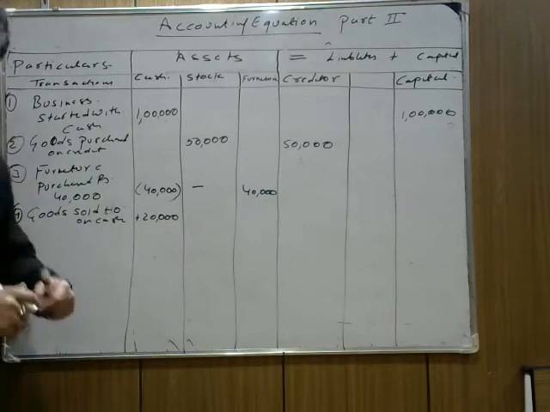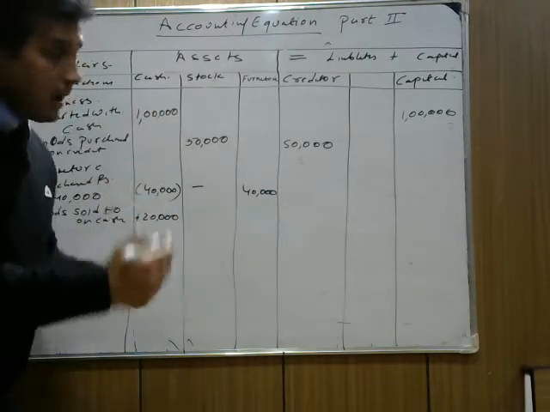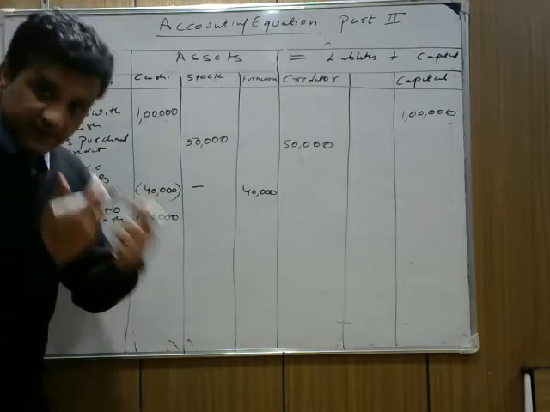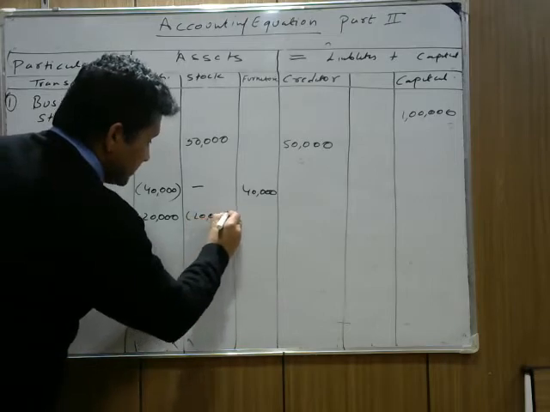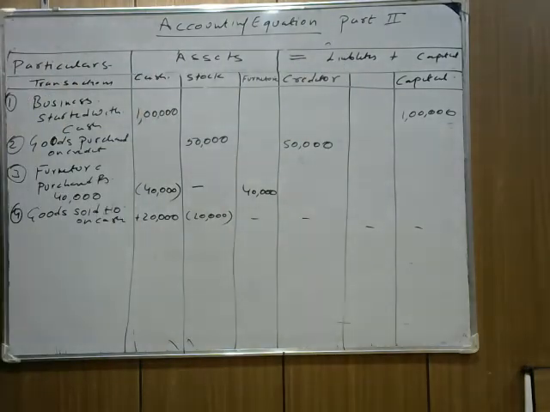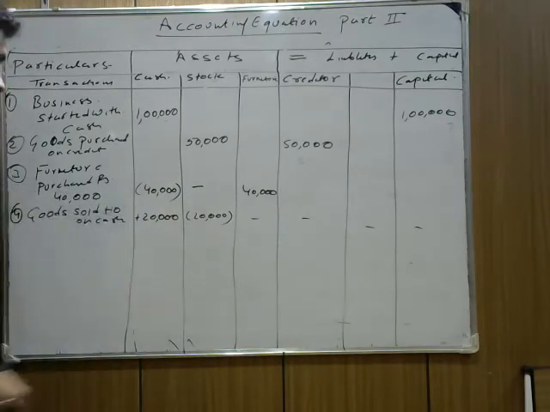But when you sold goods, does your stock increase or decrease? It decreases. So we write here minus 20,000. Bracket sign means minus. There is no change in furniture, no change here, no change here, no change here. Obviously, cash is increasing by 20,000 and stock is decreasing by 20,000.